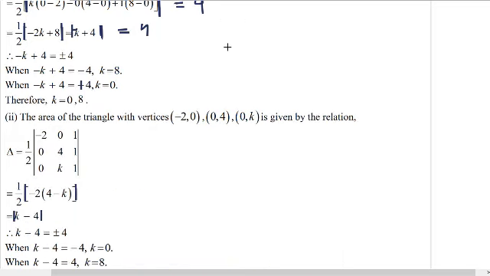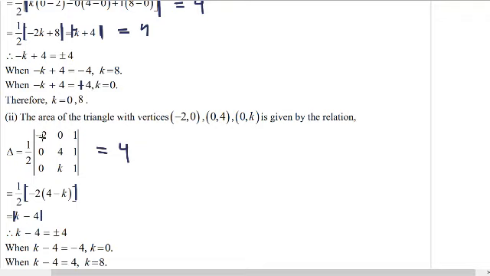Again, the area is 4. Coordinates have been changed: -2 0, then 0 4, then 0 k, 1 1 1, determinant half, and the area is equal to 4 according to the question. Now we'll solve it.